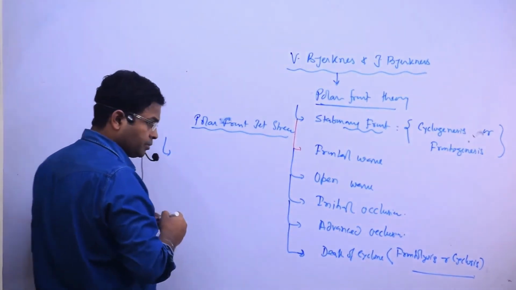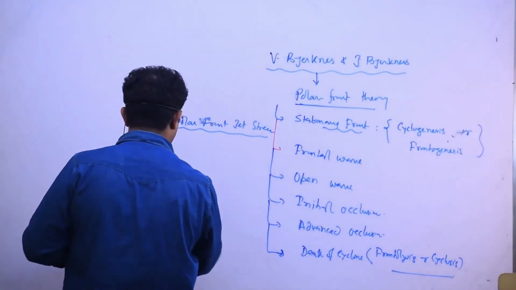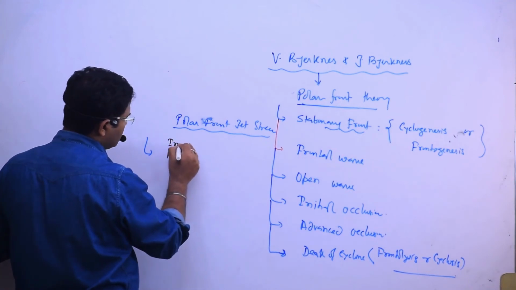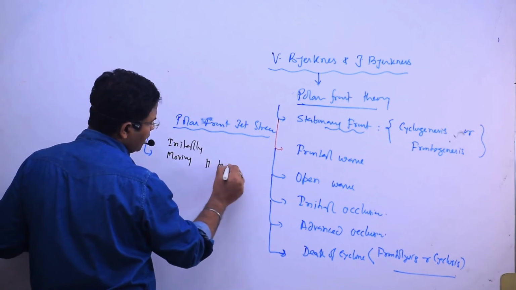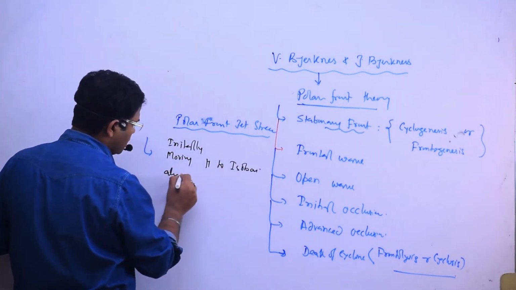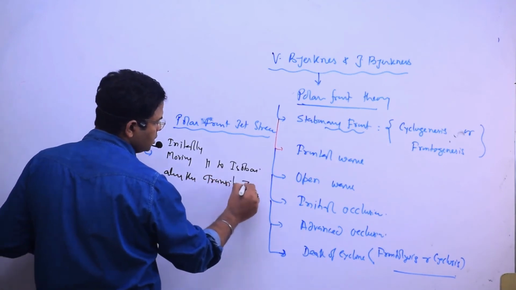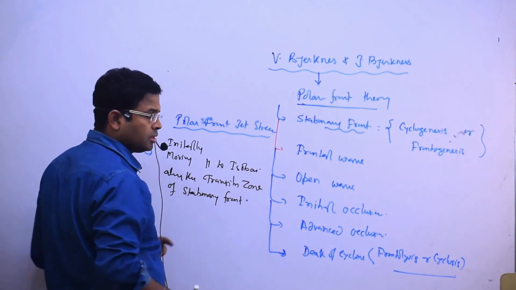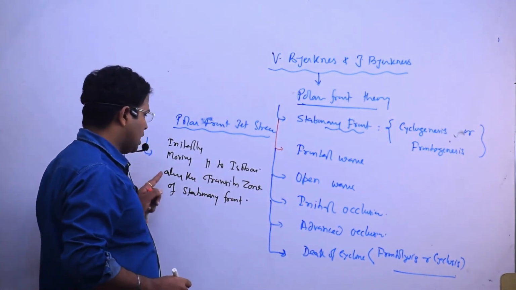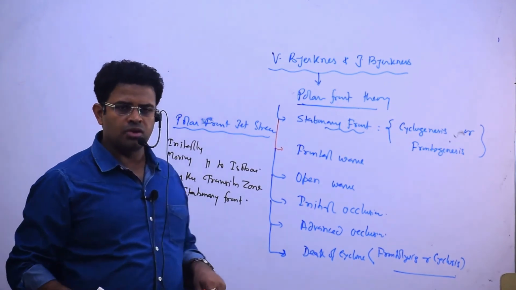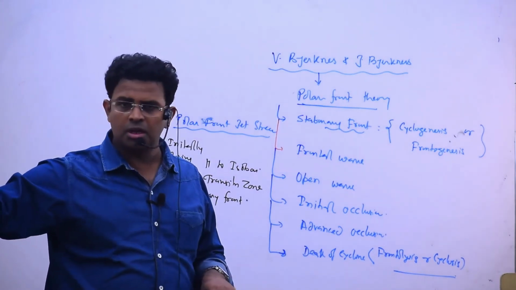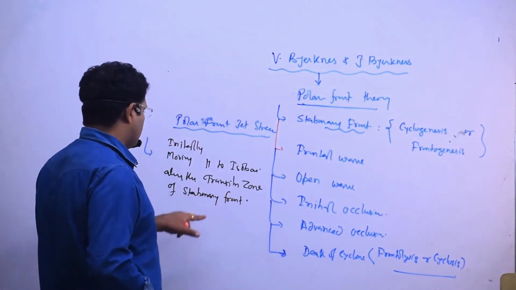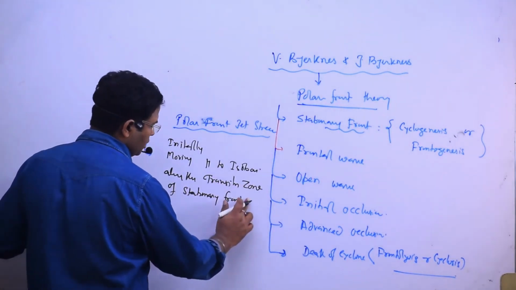If I say that moving, initially moving, yes, tell me, initially moving parallel to the isobar along the transition zone of the stationary front. Yes, initially moving parallel to the isobar along the transition zone of the stationary front. When the stationary front has been formed, at that point what happened? At that point they started moving parallel to the isobar along the transition zone of the upper stationary front in the upper atmosphere.